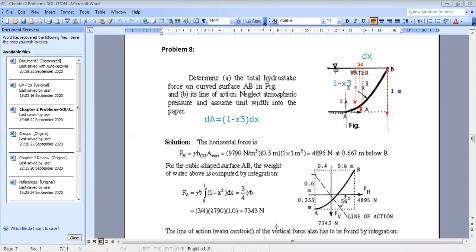Now, I found. Doctor, can you please repeat the concept of how we found the area? Yes, sure.